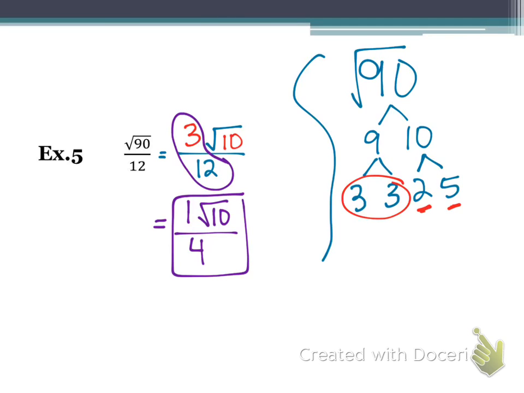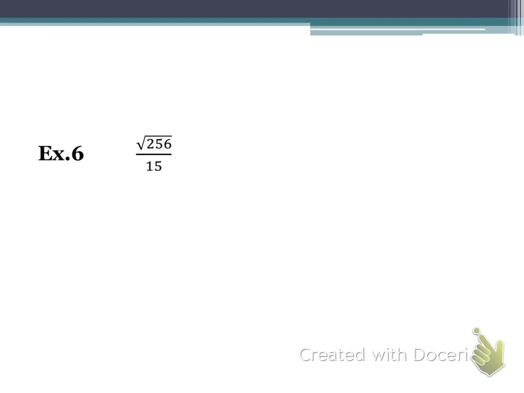Now again, that 1 out in front is not entirely necessary. So if you were to see it written as square root 10 divided by 4, that's also okay. Those are the same thing. Questions before we move on to number 6? Okay, we've got 6, and then on the back we're going to make it just a little more interesting.